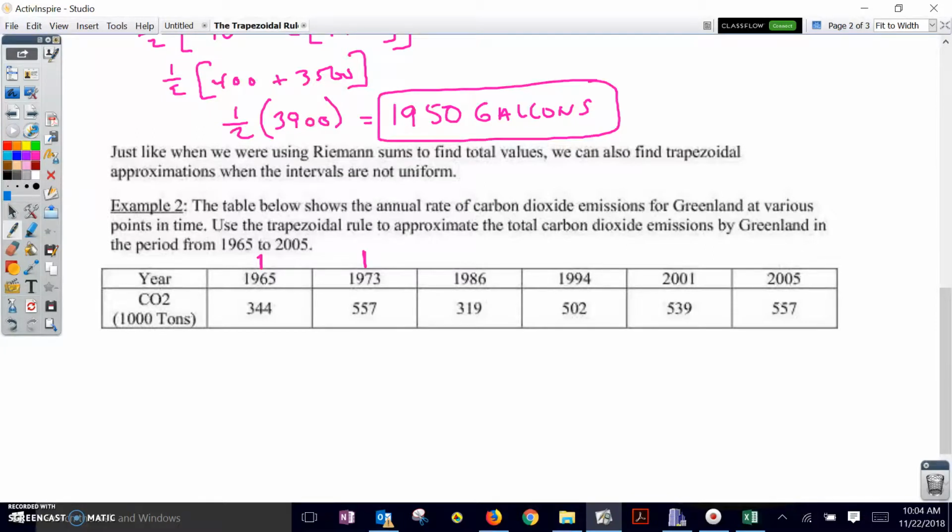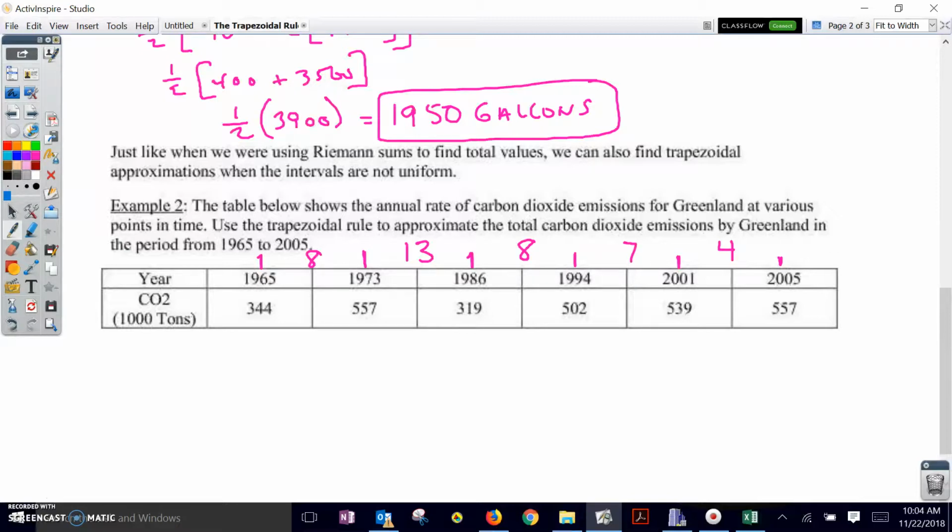We go from year 1965 to 1973. That's an 8-year span. And when we go from 1973 to 1986, it's a 13-year span. This is an 8-year span. This is a 7-year span. This is a 4-year span.